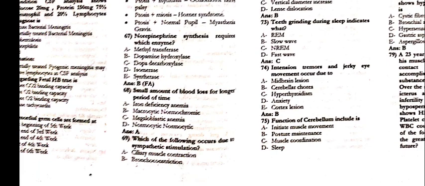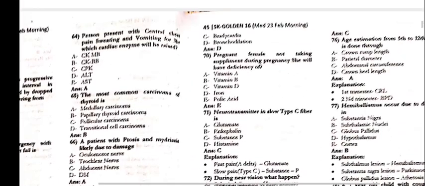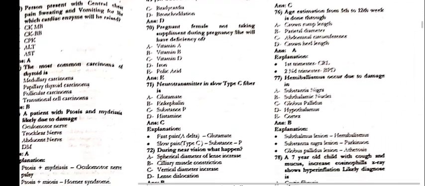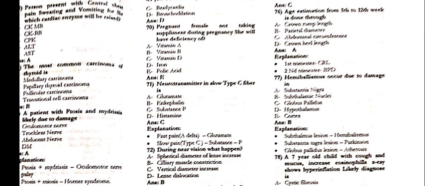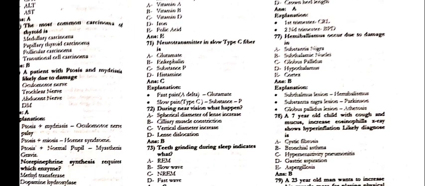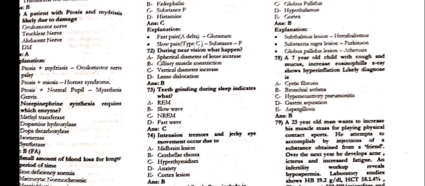Iron deficiency. 69, which of the following occurs due to the sympathetic stimulation? That is basically the bronchodilation. 70, the pregnant female not taking the supplement in the pregnancy, she will have the deficiency of folic acid. 71, the neurotransmitter in the slow type C fiber is substance P. 72, during the near vision what happens? The ciliary muscle contraction.